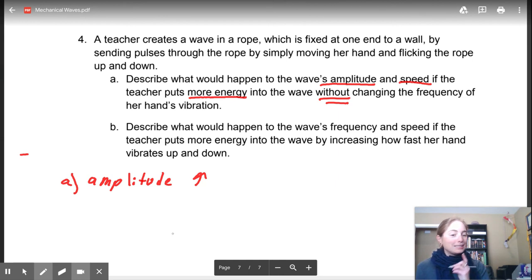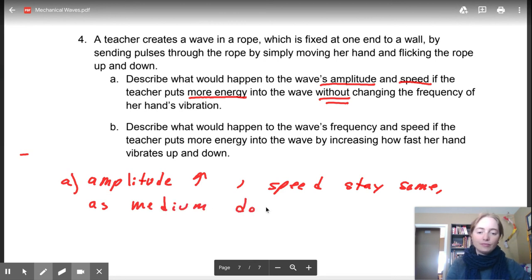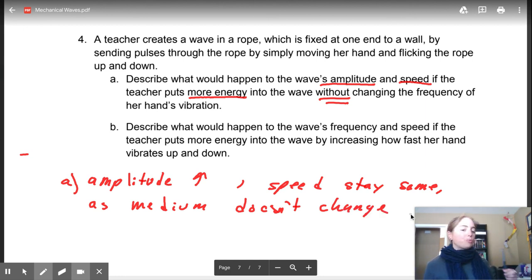However, the speed, ladies and gentlemen, what does the speed depend on? The speed depends on the medium. So the amplitude will increase, but the speed is going to stay the same as the medium doesn't change. Okay, the rope itself is the medium that the wave is traveling through, and the teacher hasn't changed out the rope she's using. So therefore, the speed is not going to change.